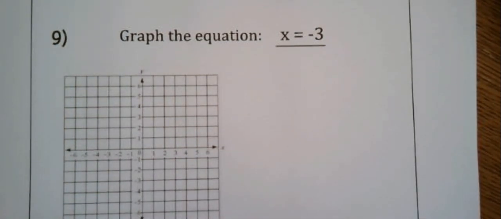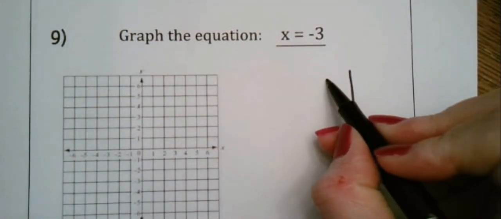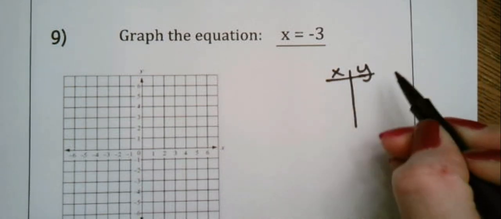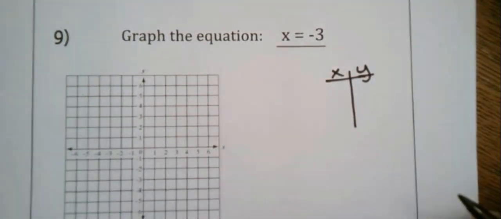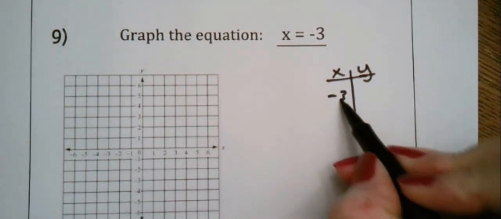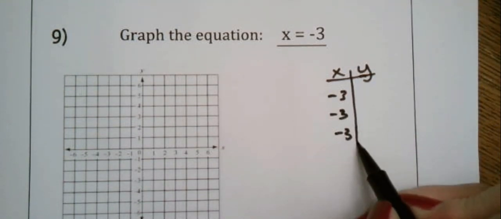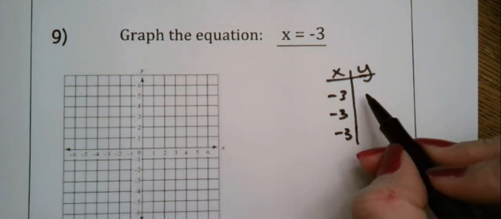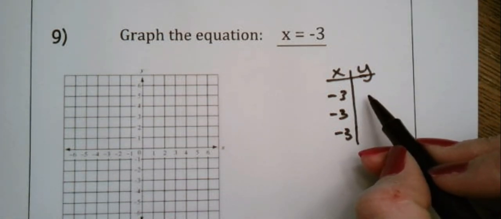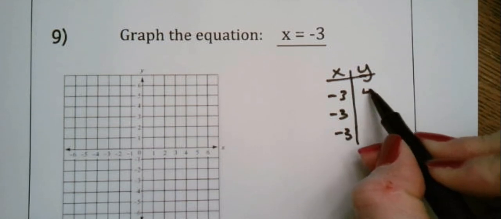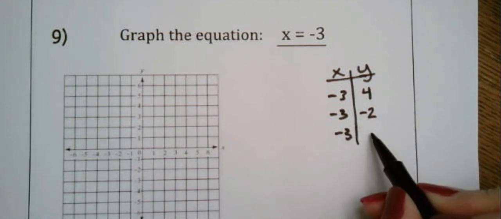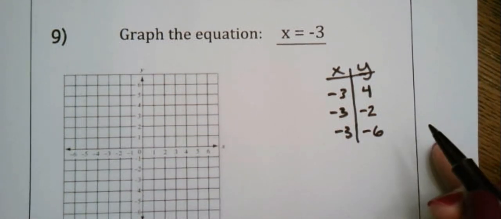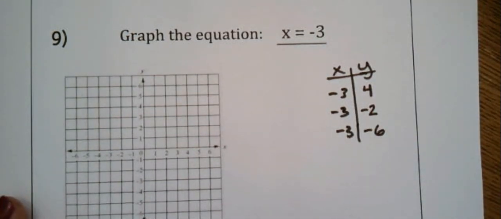So think about back in chapter 4 when we made a table of values. If the rule says x equals -3, that means x is always going to equal -3. No matter what the y value is, x is always -3. I mean, I could have any number here for y. I could have 4, I could have -2, I could have -6, anything. Though x is always going to be -3.